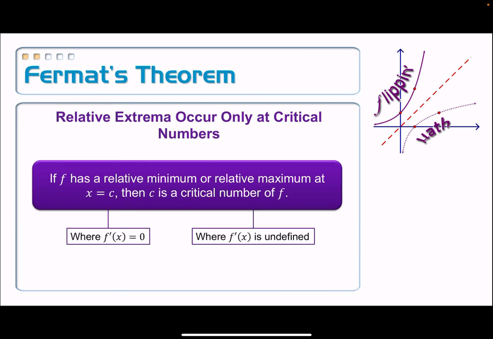So notice that the order of this statement goes: first, we have to have a relative minimum or a maximum. Then we can conclude that that is a critical number. Does it work in converse? If I flip this thing around, does it still work? And that's what we're going to try to figure out in the next video.